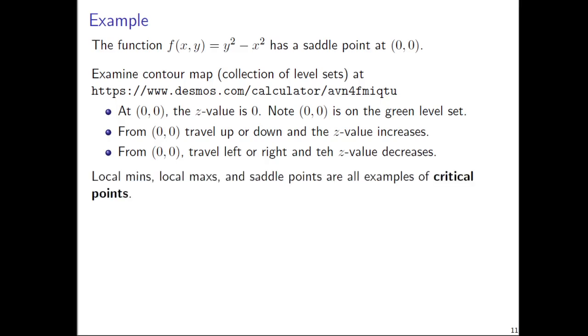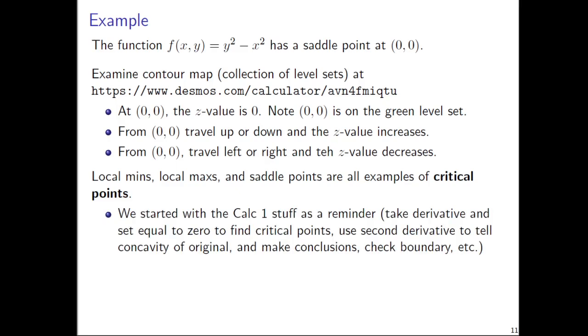Now, local mins, local maxes, and saddle points are all examples of critical points. So back in Calc 1 land, we'd think of local mins, local maxes, and we'd probably consider inflection points as critical points. Here, it's now these three kinds of things: local mins, local maxes, and saddle points. Those are the special points, which we'll call critical points.